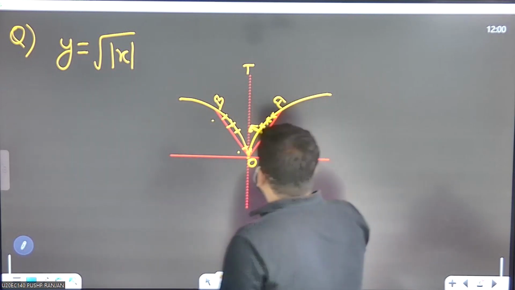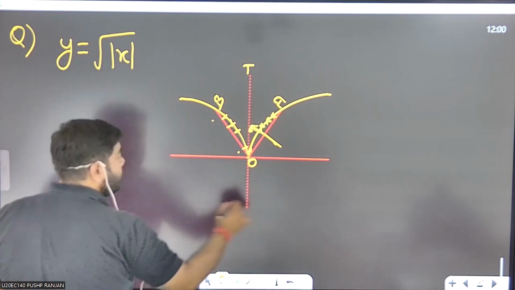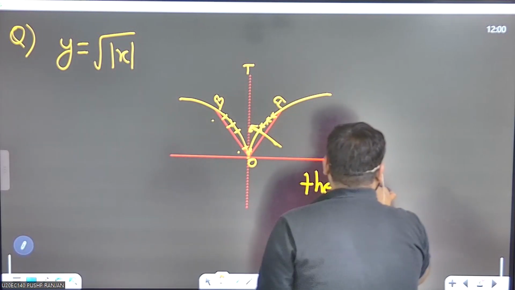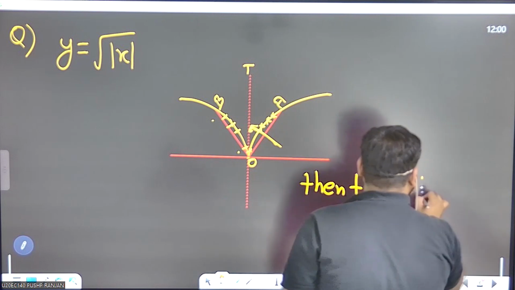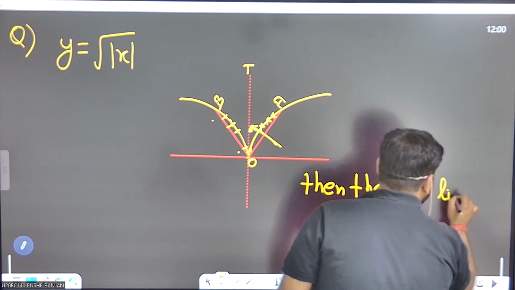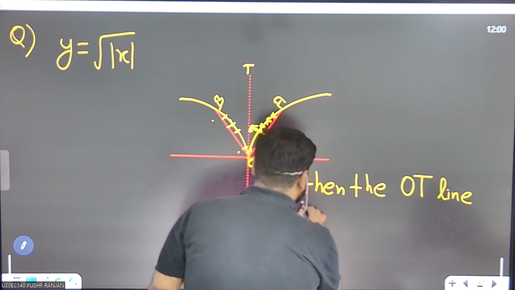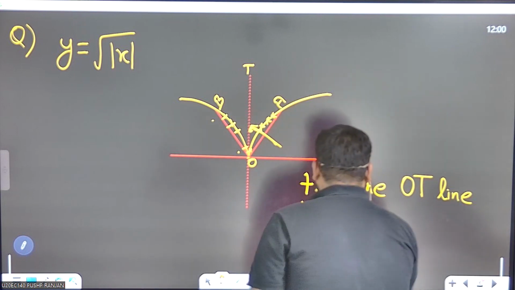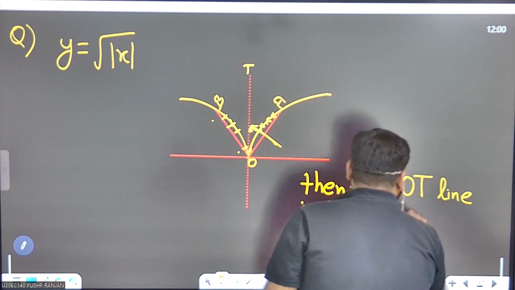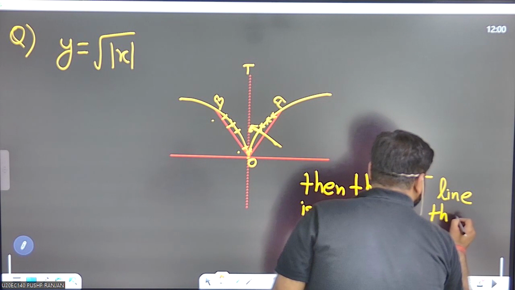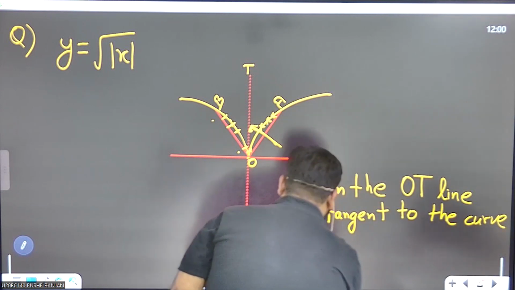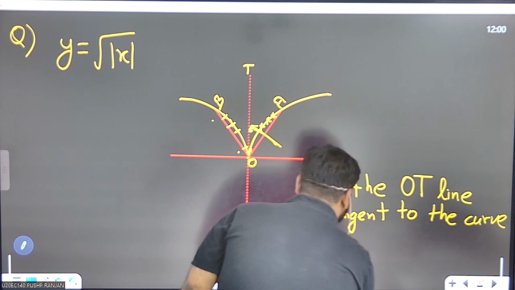Then the OT line is tangent to the curve at point O.